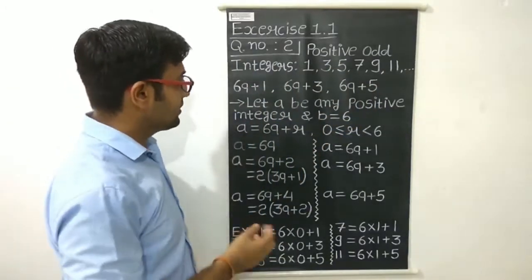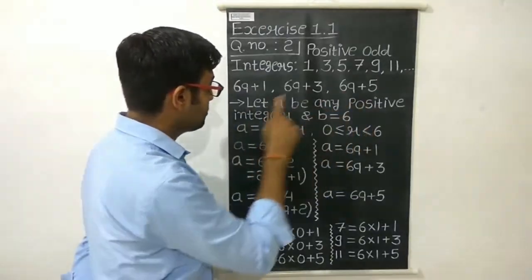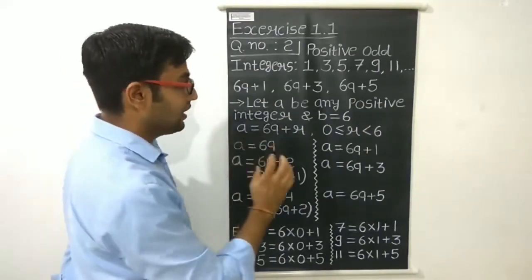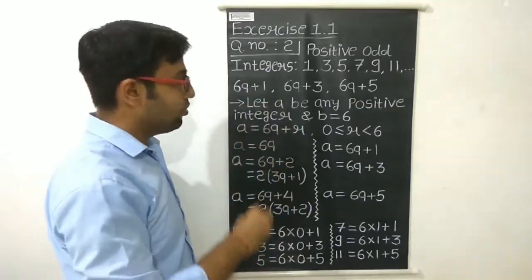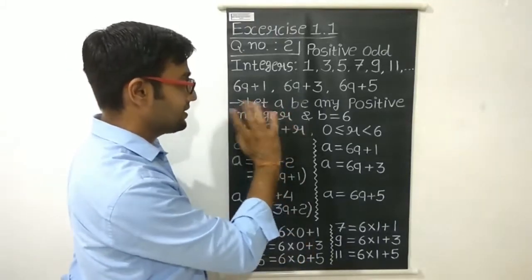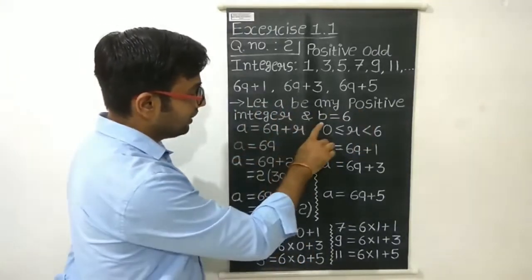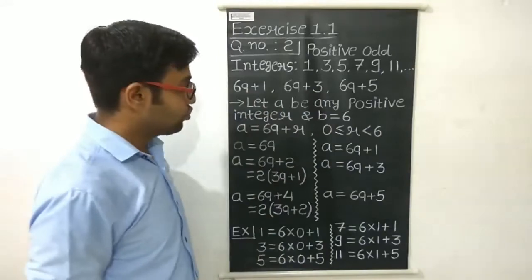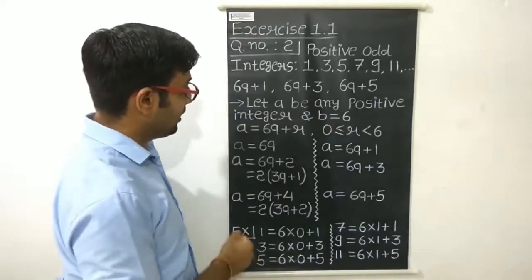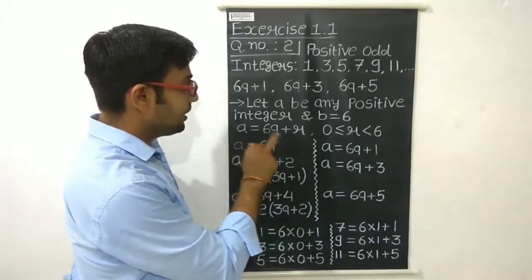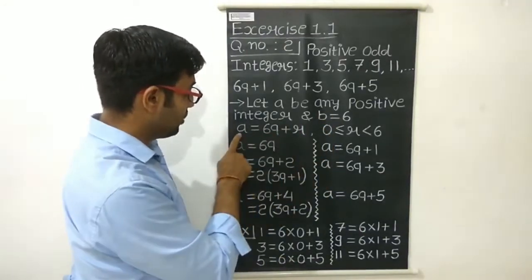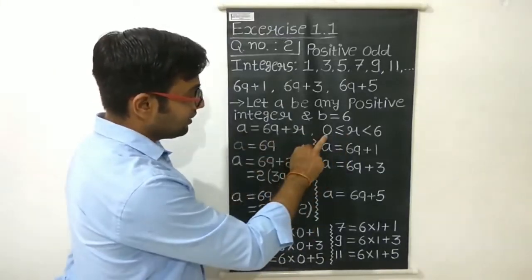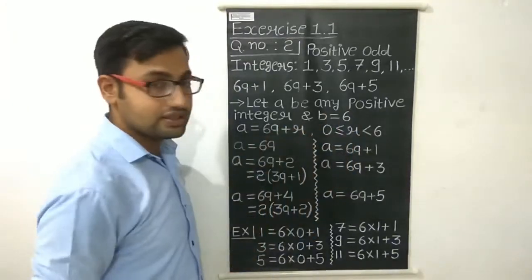Okay? So let's take a to be any positive integer. It may be odd or even. Let's take a number that may be an odd or even number. So we take a as a general positive integer, and the value of b, let's take, is equal to 6, because all these are 6. So according to Euclid's division lemma, we can write a is equal to bq plus r, and the value of b is 6. So a is equal to 6q plus r. And what is the value of r? r satisfies 0 less than or equal to r less than 6.